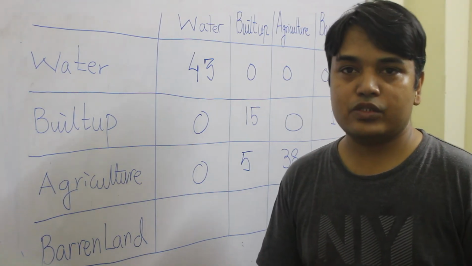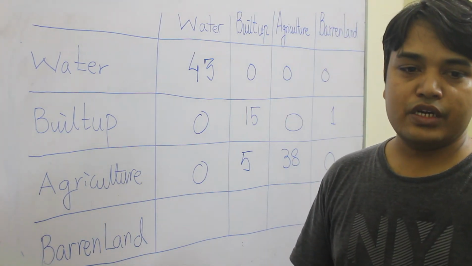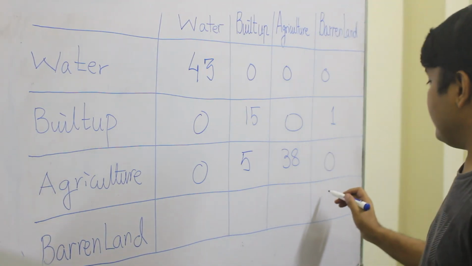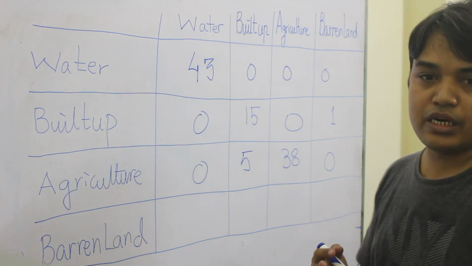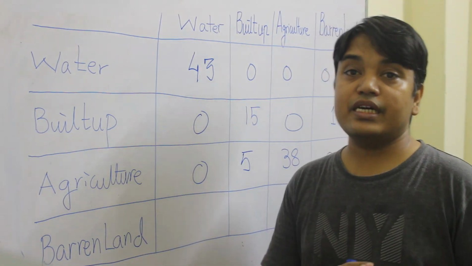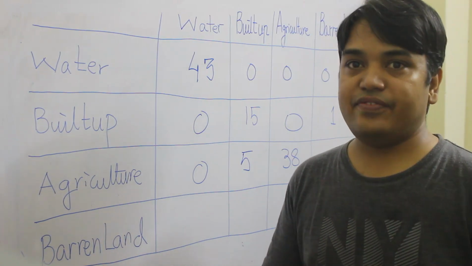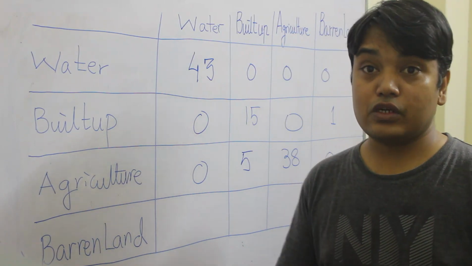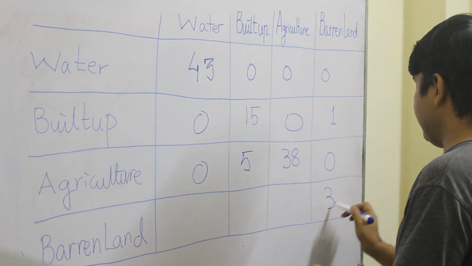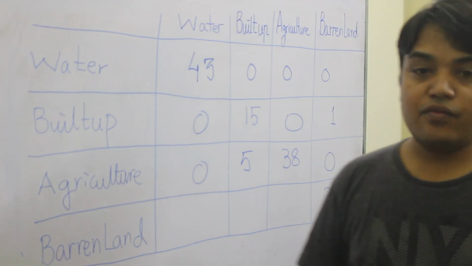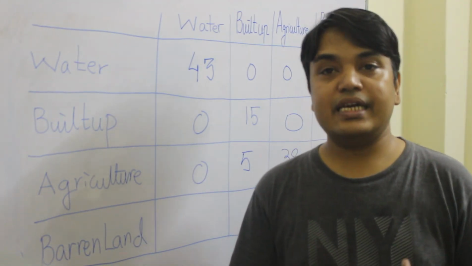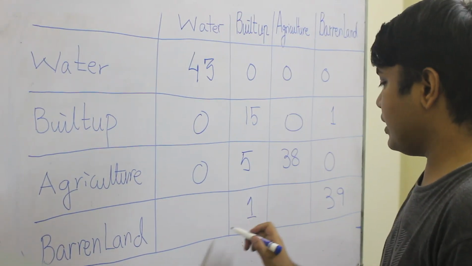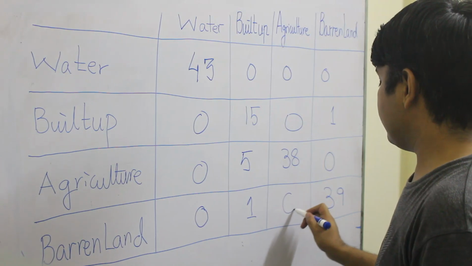Now coming to barren land. In total there were 40 barren pixels, and out of 40, 39 were correctly classified. For example, the classified pixel was barren, and on the ground it was also barren. So we write 39 here, and one was built up on the ground. So it was classified as barren, but it was built up on the ground. So we will put 1 in here.